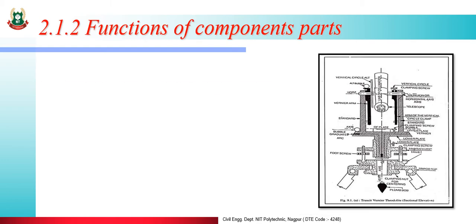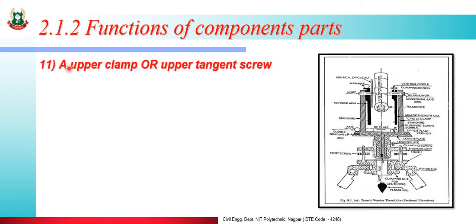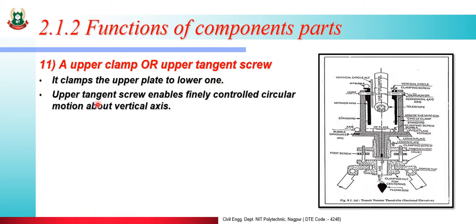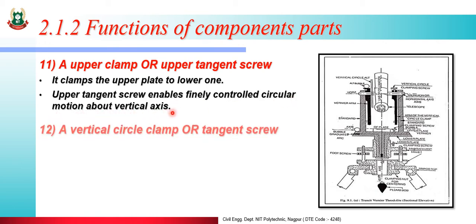Then an upper clamp or upper tangent screw. Here is the position of the upper clamp or upper tangent screw. It clamps the upper plate to the lower one. The upper tangent screw enables finely controlled circular motion about the vertical axis.